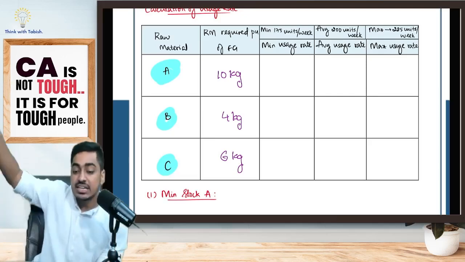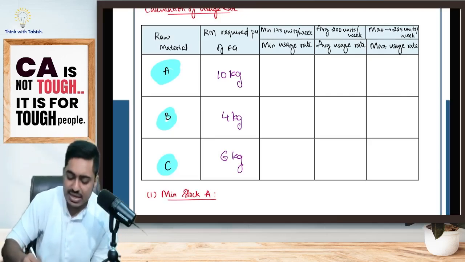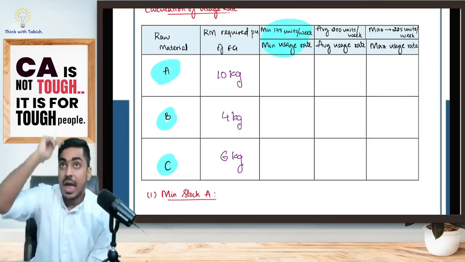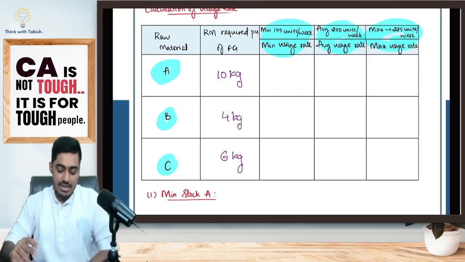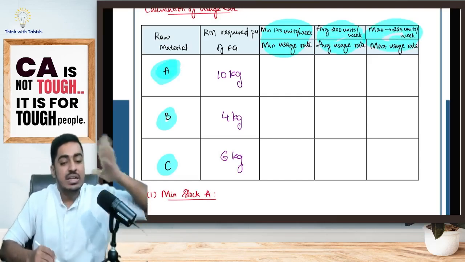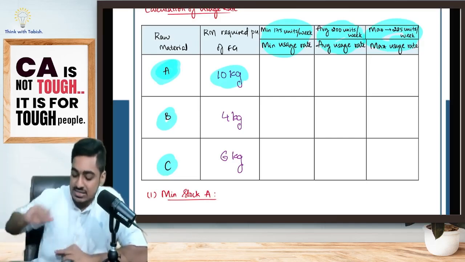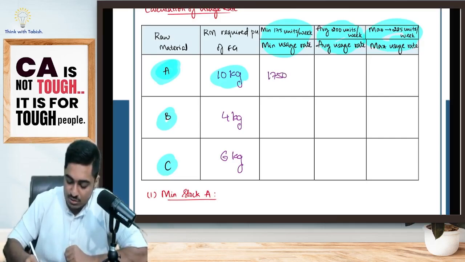Now tell me, next week, about my finished goods, what is my question telling? At least 175 finished goods I will produce. Maximum, it can go up to 225 also. On an average, how much finished goods will I be producing? 200. Tell me, raw material A, for one finished goods, how much do I want? 10 kg. If next week I decide I am going to produce 175 finished goods, how much will be used? 1750 kg.